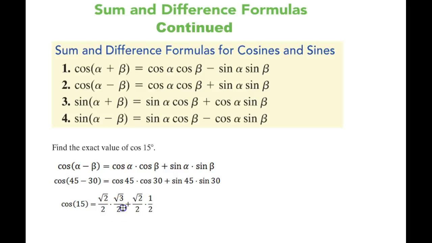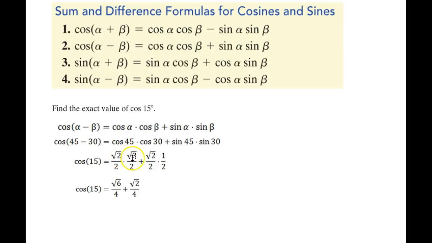Now, what is the cosine of 45, cosine of 30, and sine of 45 and sine of 30? It's square root of 2 over 2, square root of 3 over 2, square root of 2 over 2, and 1/2. So we know these. These are all special angles, and we're using those special angles' difference to come up with the exact value of a special angle that we didn't know.